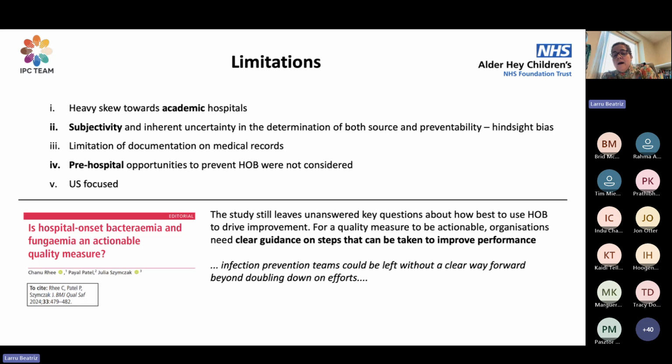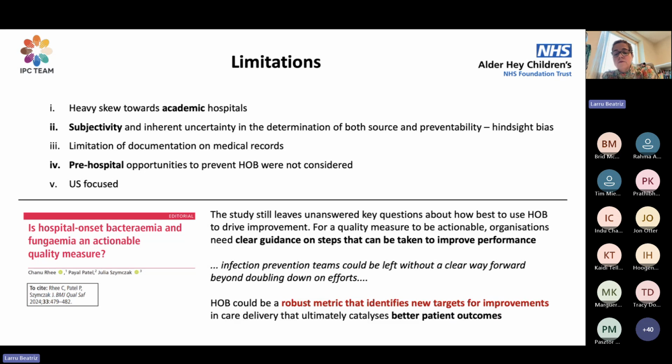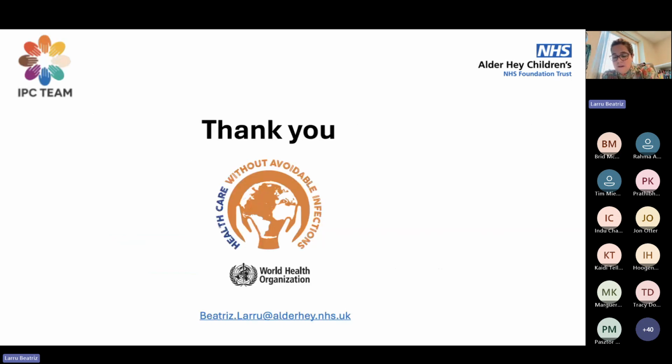As I said quickly at the beginning, this is also the editorial that came with the paper. And the editorial brings very good points about how we now need to develop guidance on how to prevent not just CLABSIs, but hospital-onset bacteremia, because if not, we'll have a metric that is easier, that everybody can implement. It doesn't need line days, it's much easier to get. But if you don't know how to prevent it, you're just left with something that you cannot use. But it's a robust metric that can improve and can identify new targets where we can improve and provide better care.